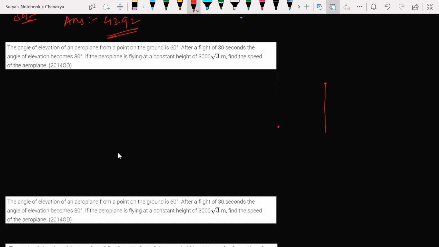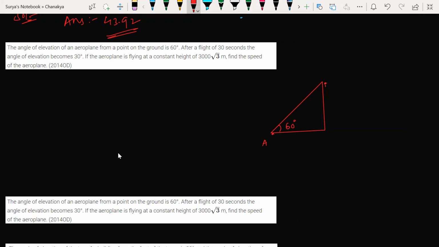Now this is some point here, let's say the point A. From this point, the angle of elevation is how much? This is the ground. This is 60 degrees, given. And after a flight of 30 seconds, the angle of elevation becomes 30 degrees.